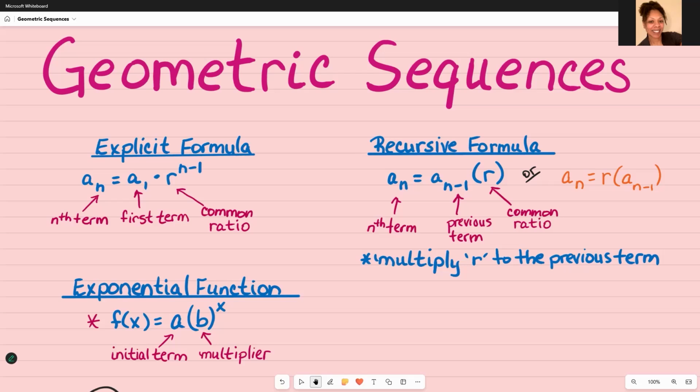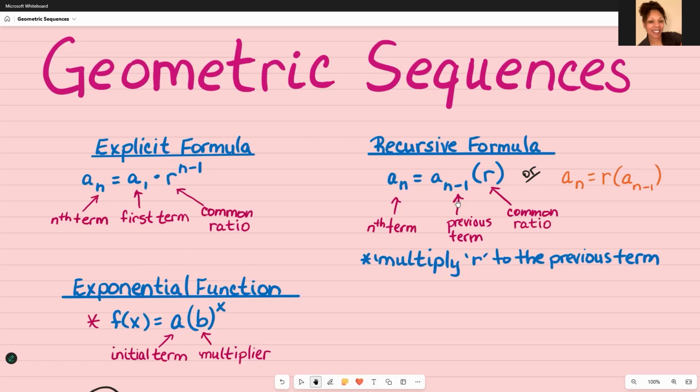Today I will discuss geometric sequences. If you look at the notes below, you will see the explicit formula, the recursive formula, and also the exponential function. I've labeled each one of the variables so that you're aware of what it means.